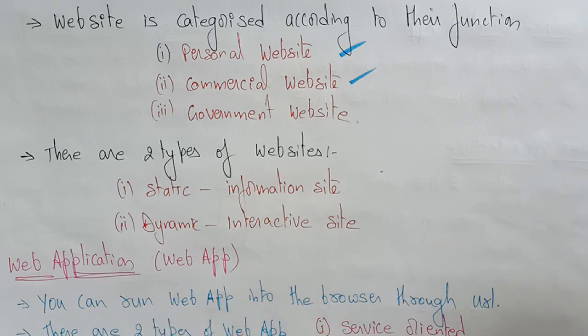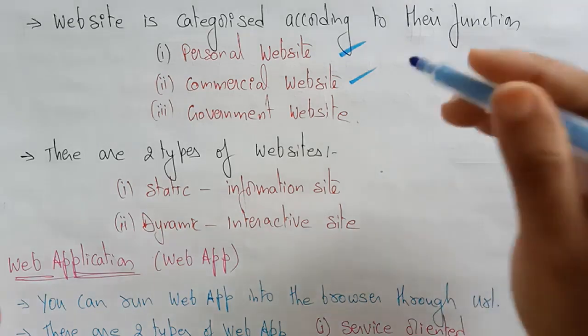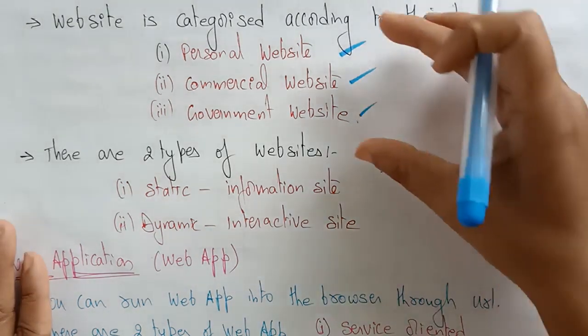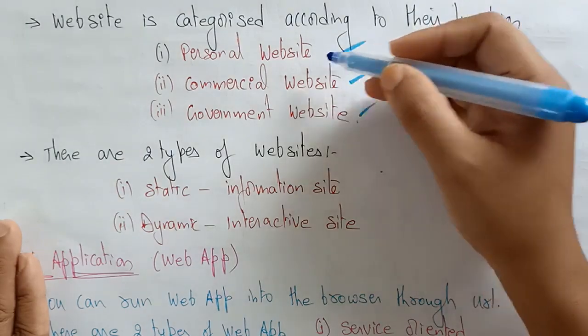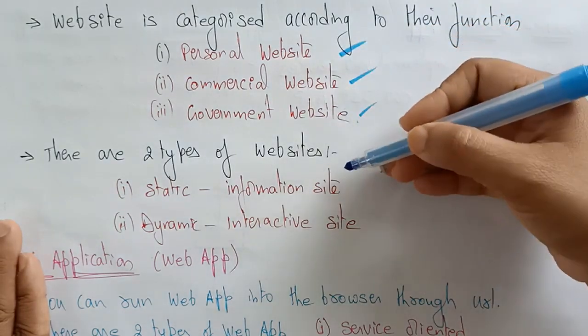And the government websites, like the Aadhaar card website, all related to government.gov.in, like that. Those come under government websites. So the complete websites are categorized according to their functions as personal websites, commercial websites, and government websites.